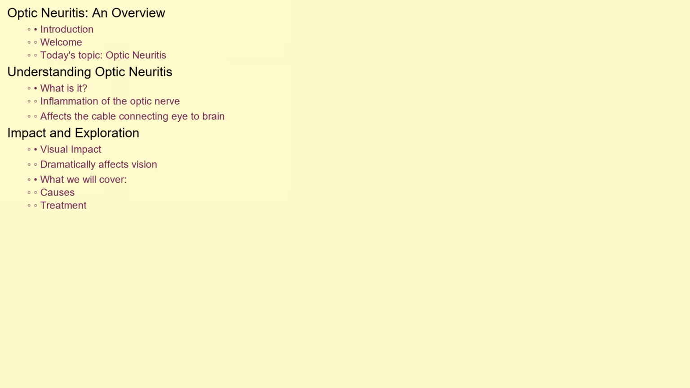Hello and welcome. Today we're diving deep into a condition that can affect your vision dramatically: optic neuritis. Imagine your optic nerve, the critical cable connecting your eye to your brain, suddenly becoming inflamed. That's essentially what optic neuritis is. We'll explore what causes it, how it impacts your vision, and what can be done about it. So, let's unravel the complexities of optic neuritis together.